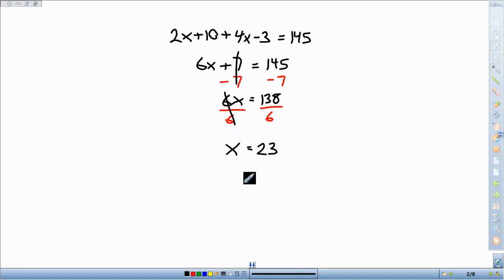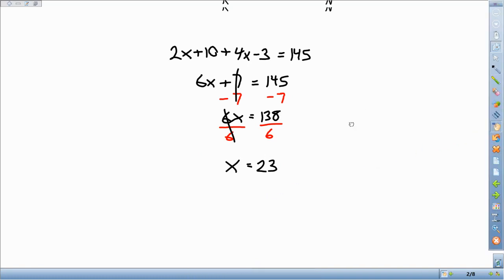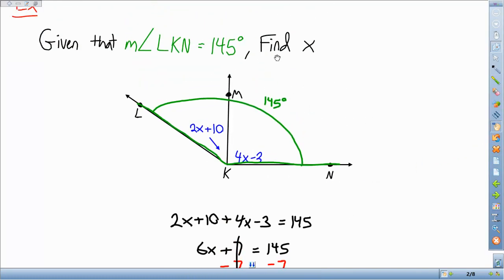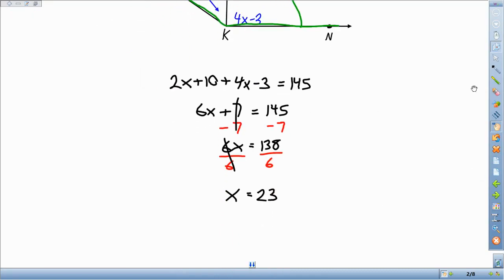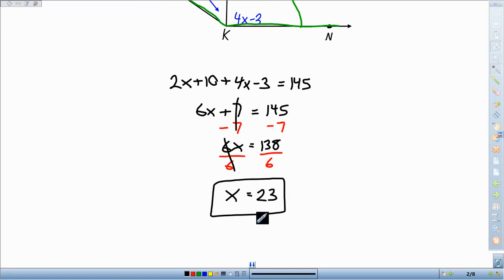Here's one thing you're going to hear me say all year long: is this my answer? Is this what they asked me to do, to find x? Let's go up real quick. Yes, that was what they asked. They said find x, so that's how I know I'm done. The reason I say that is sometimes in these problems you're going to solve for a variable, and they're going to ask you to plug it back in and actually find the measure of something.